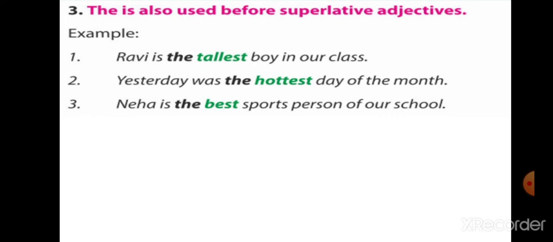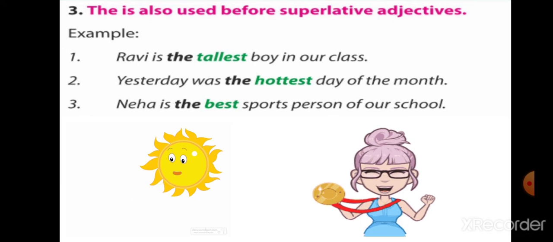The is also used before the superlative degree. Kids, we have already studied degrees of adjectives. So before superlative adjectives, we use the article The. Ravi is the tallest boy in our class. Yesterday was the hottest day of the month. Neha is the best sports person of our school.